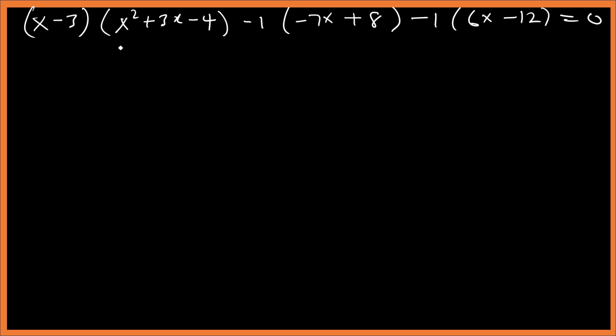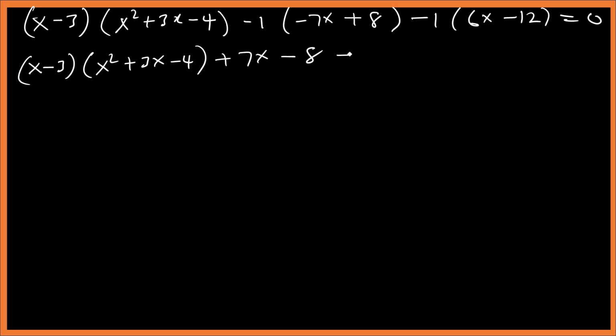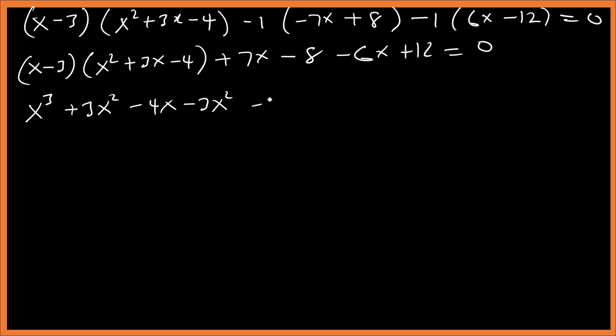Okay, so let's expand the bracket here. So we have, let's go again, x minus 3, x squared plus 3x minus 4, so plus 7x minus 8 minus 6x plus 12 equal to 0. So let's expand. x cubed plus 3x squared minus 4x minus 3x squared minus 9x plus 12 plus 7x minus 8 minus 6x plus 12 equal to 0.